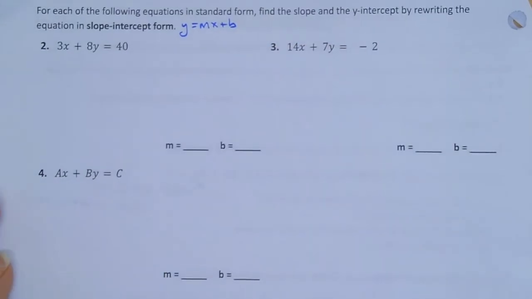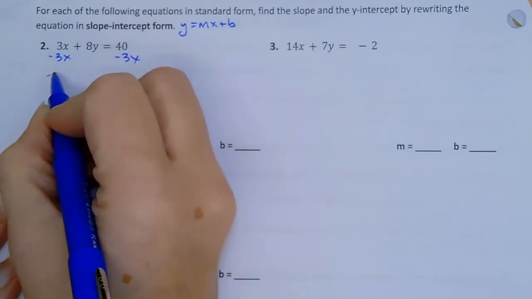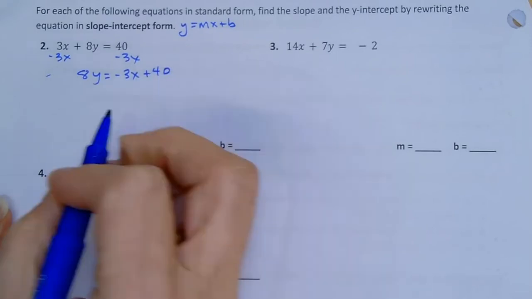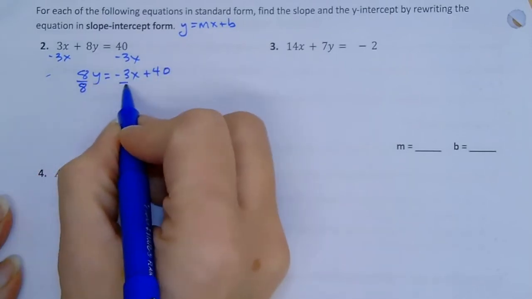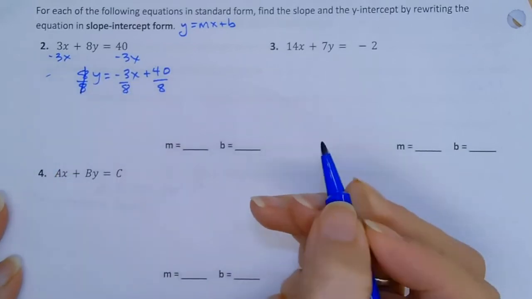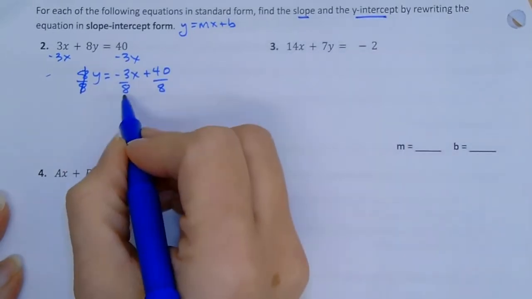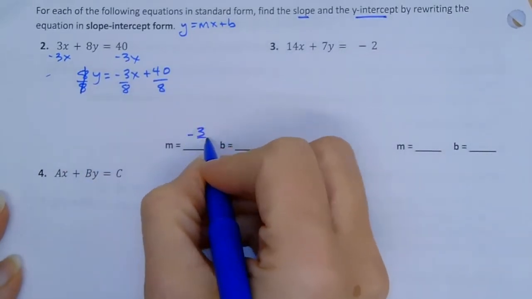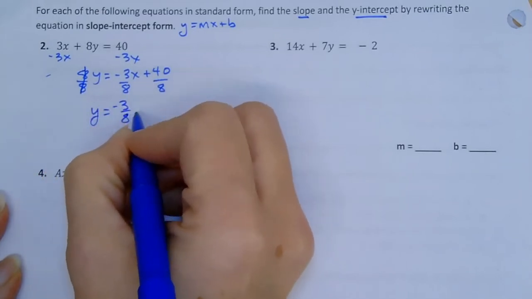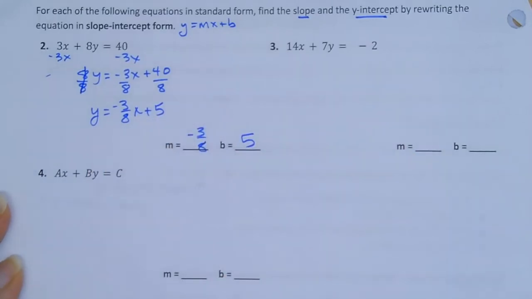I'm going to solve for y. So I'll subtract 3x from each side, and I get 8y equals negative 3x plus 40. And then I'm going to divide every single term by 8. So I can see my slope right away, right? But I'm finding the slope and the y-intercept. My slope right away is negative 3/8. And then I need to simplify to get to my y-intercept. Negative 3/8 x plus 5. I can see that my y-intercept is 5.